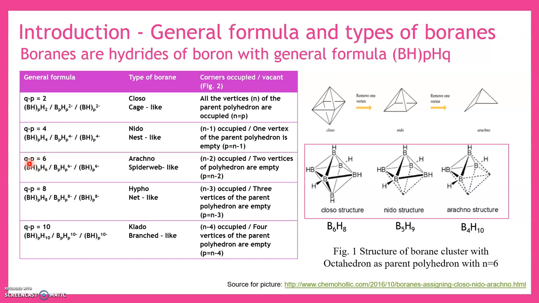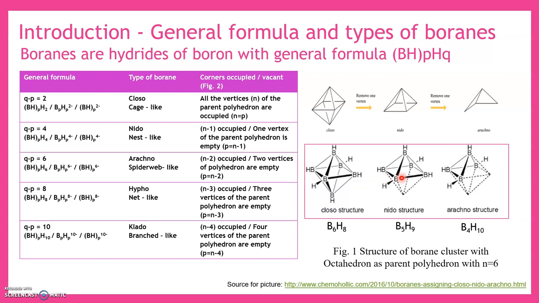So what will be the general formula? The general formula will be where q minus p is equal to 6, or BpH(p+6), or in the anionic form this will be BpHp 6-. So since there will be only 4 corners occupied, we cannot call this a tetrahedron, because this structure is derived from closo where two vertices are removed, right? So here I have given an example also. The closo structure correspondingly will have B6H8 as the molecular formula. Only the terminal hydrogens are shown here. The other 3-centered 2-electron bonds are not shown here.